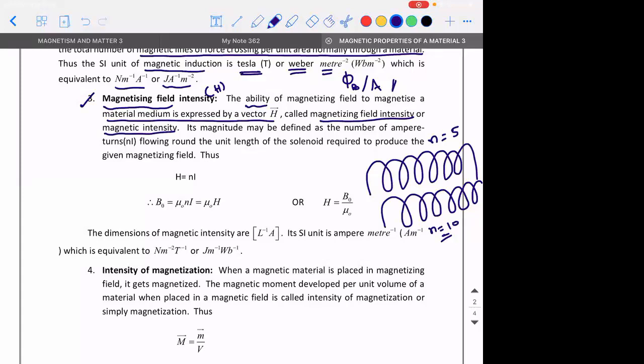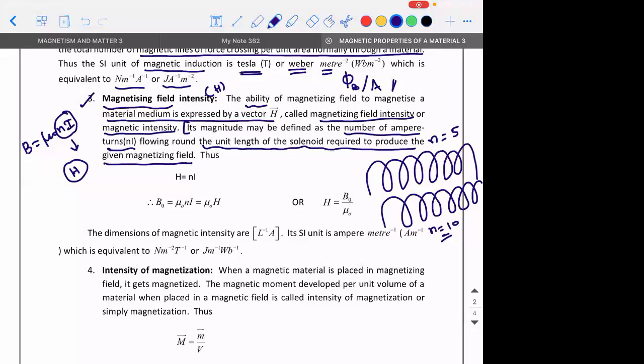Okay. So as I told you, there will be one basic definition and there will be some mathematical definition. Here the mathematical definition is like this. Its magnitude may be defined as the number of ampere turns flowing around the unit length of the solenoid required to produce the given magnetizing field. That is, B is equal to mu naught into N into I, this is the magnetizing field of a solenoid. If you take this term N into I, then this N into I is what is technically called the magnetizing field intensity of a solenoid also.